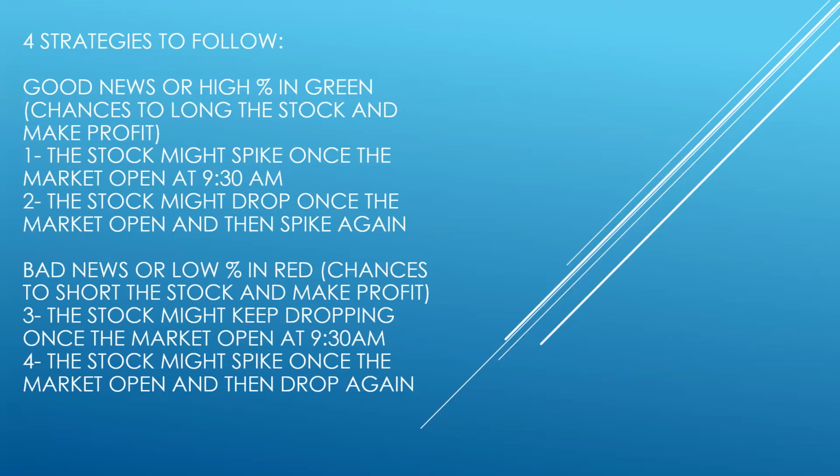And the last option is that the stock might spike once the market opens and then drop again. So at 9:30 a.m., you will see the stock, even if it has bad news, still spike at 9:30 a.m. You will give it 2, 3, 4 minutes for the spike to finish, and then it will drop again. When it drops again, you can make a profit by shorting the stock.